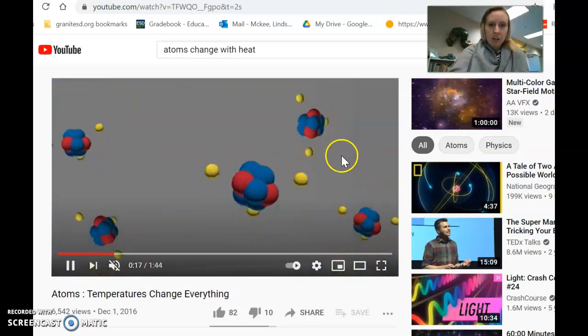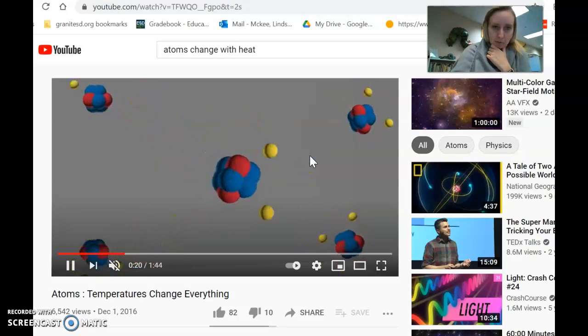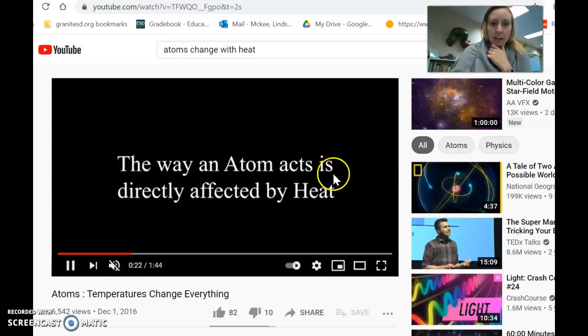So these are our atoms, okay? So remember, an atom is the tiniest part of matter. And matter can be solid, liquid, or gas. So these are little atoms. They're moving around. The way an atom acts is directly affected by heat, and we've been learning about heat energy. So that's why it's important to understand about matter and how the atoms, the little tiny pieces of matter, are affected by this heat.